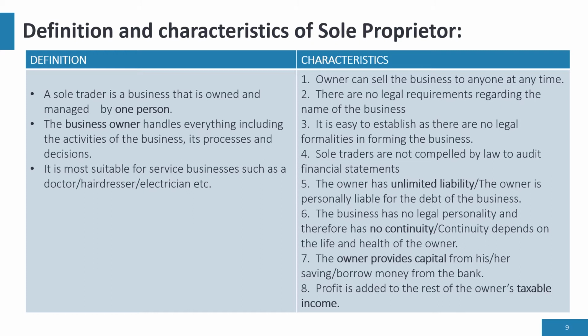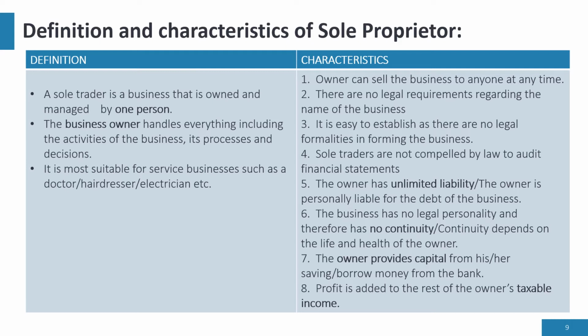What are the characteristics of a sole trader or sole proprietor? The owner can sell the business to anyone at any time. There are no legal requirements regarding the name of the business. In other words, you can use any business name as long as it is not registered as another business. And you can use any logo as long as it is not registered as a trademark with another company. It is very easy to establish as there are no legal formalities in forming this business.